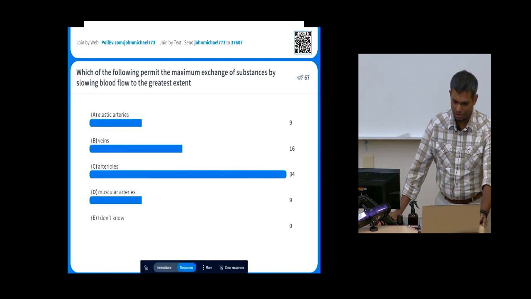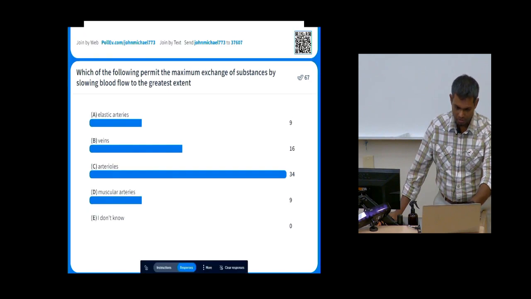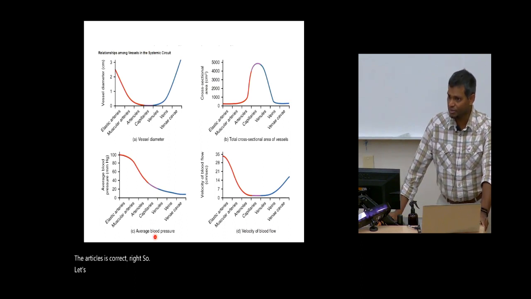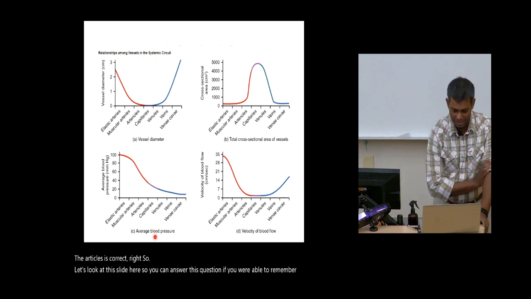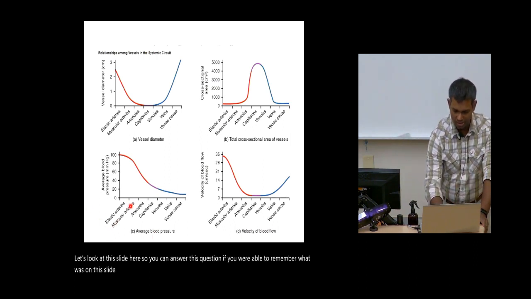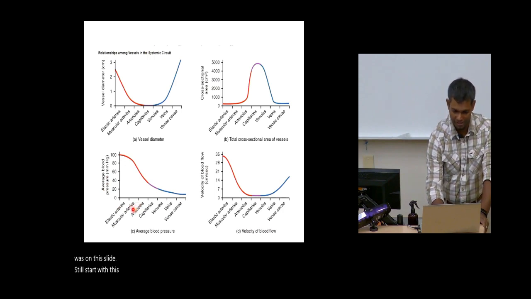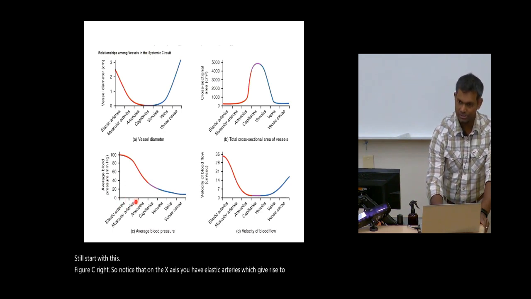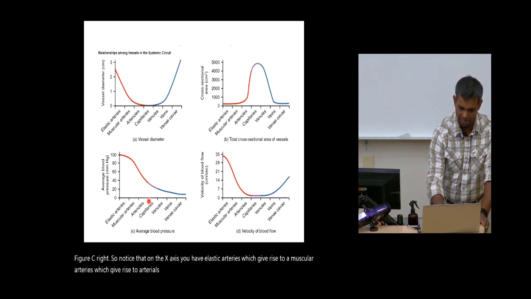Okay, most of you said arterioles, and arterioles is correct. Okay, let's look at this slide here. You can answer this question if you were able to remember what was on this slide. So let's start with this figure C. Notice that on the x-axis you have elastic arteries which give rise to muscular arteries, which give rise to arterioles, which give rise to capillaries, venules, veins, and vena cava.